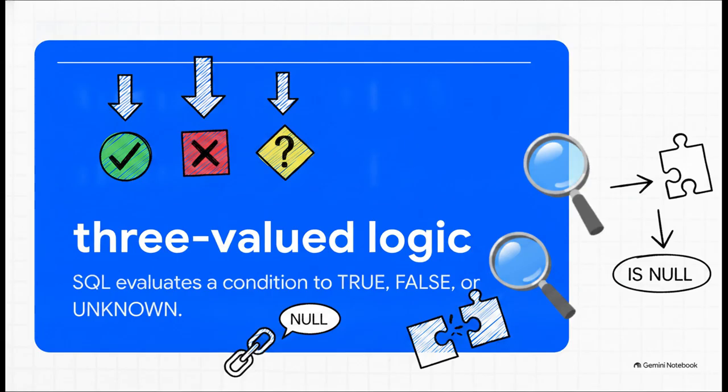That's 3-valued logic. And this is exactly why comparing anything to null matches absolutely nothing, instead of raising a syntax error. If you write where club equals null, it won't crash, it just won't work. The correct phrasing is is null.